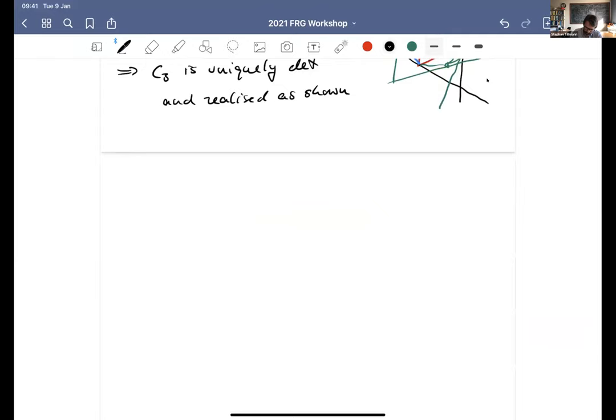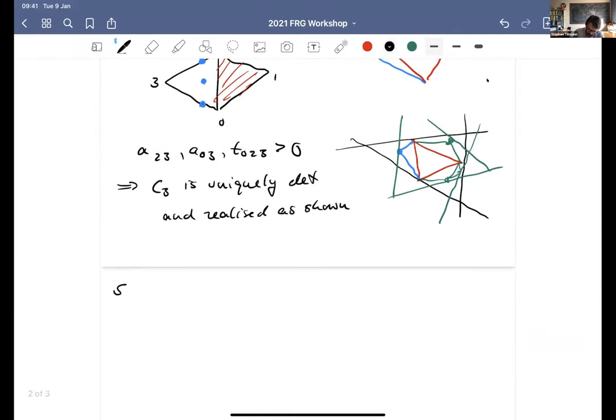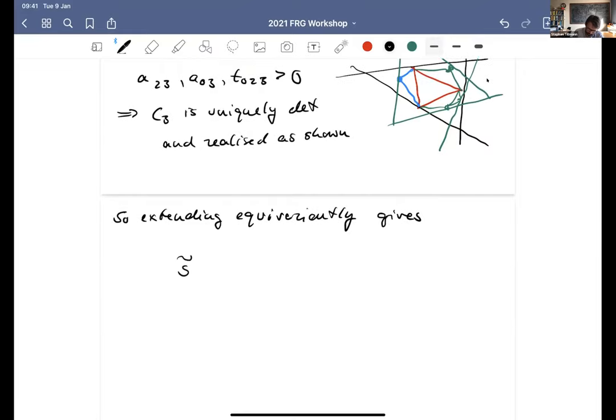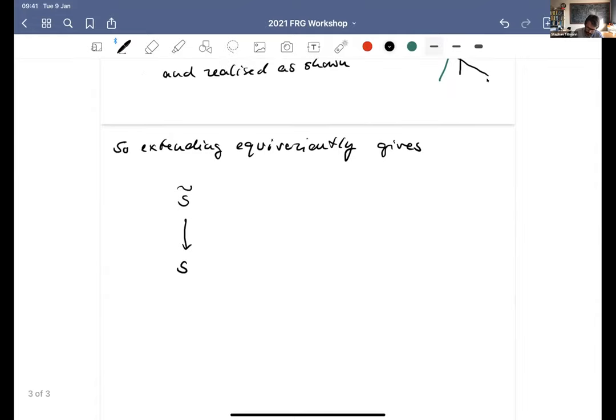Okay. So extending equivariantly, this gives us a map. So here's my universal cover of the surface. Here's, of course, my surface. I take the triangulation that I had here and really think of this as the punctured surface. So this is really the universal cover of the punctured surface. And this now gives me a map into R3, with image a piecewise linear hypersurface.